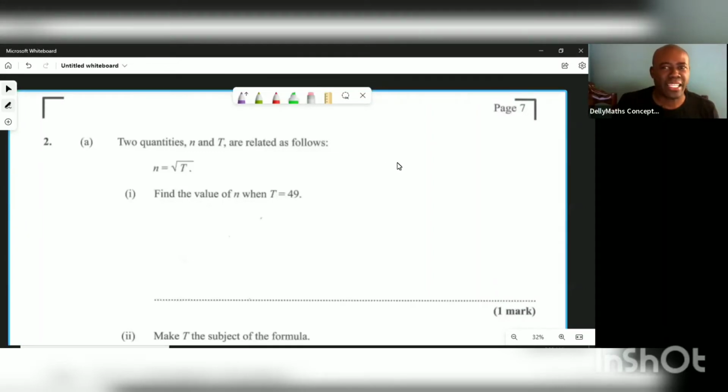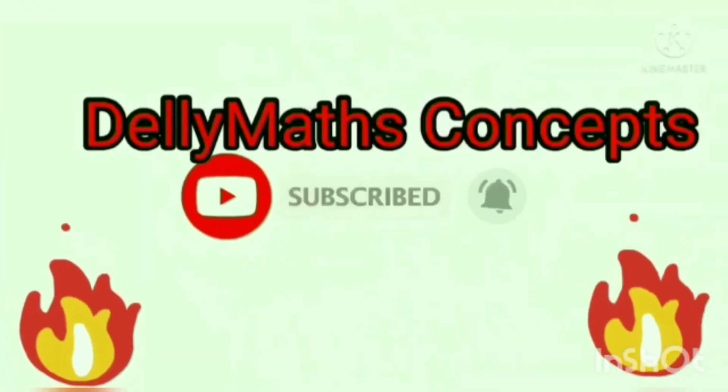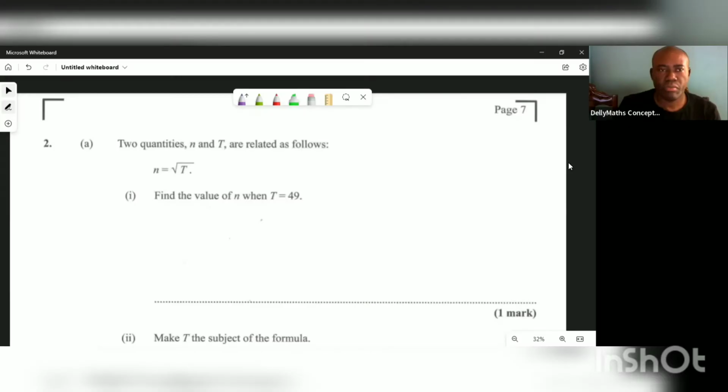Welcome back, everybody. In this section, we're continuing the July 2021 paper 2. We're at question 2. Question 2 reads: two quantities n and t are related as follows. n is equal to the root of t. Find the value of n when t equals 49.